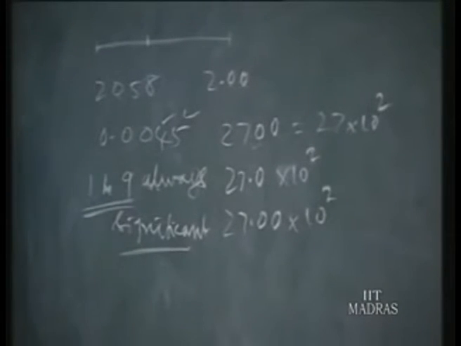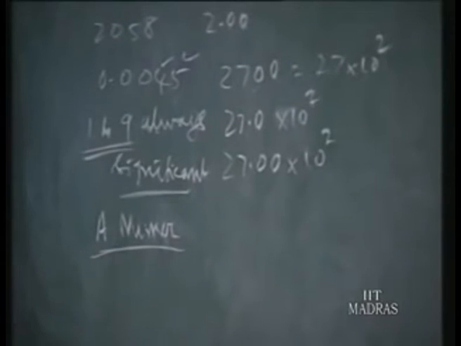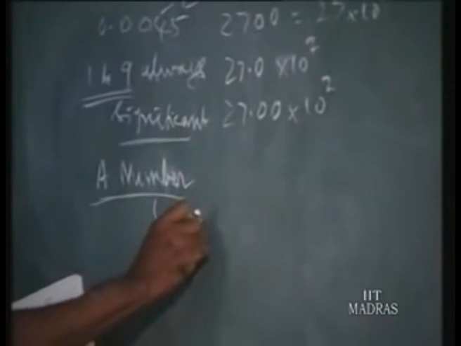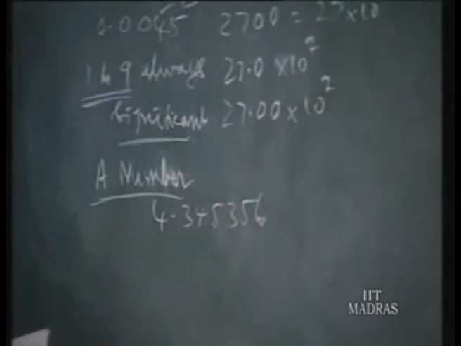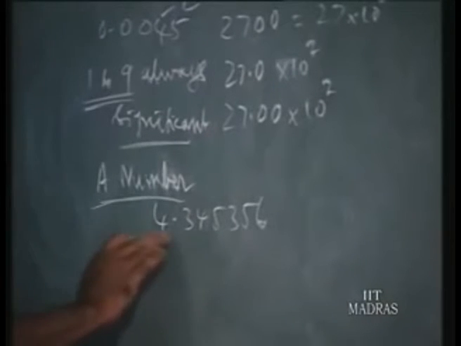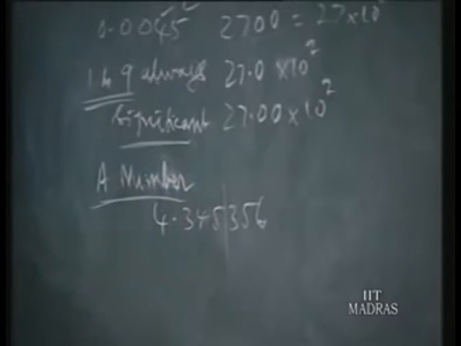Now, rounding off. Rounding off of a given number. Suppose a number is there. How is the rounding off done? Suppose we have a number 4.345356, and we want to round it off. How many decimal places are there in this number? 1, 2, 3, 4, 5, 6 decimal places. Instead of 6, suppose it is sufficient if I have only the third decimal place. Then how to do the rounding off? There is a particular rule.